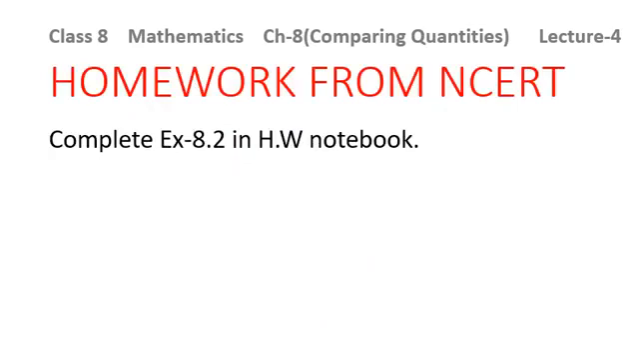Coming to the homework part, children, you are supposed to complete exercise 8.2 in the homework notebook. GST and VAT questions are not to be done. Apart from those, on the basis of the concepts which I have taught you, you can complete exercise 8.2.